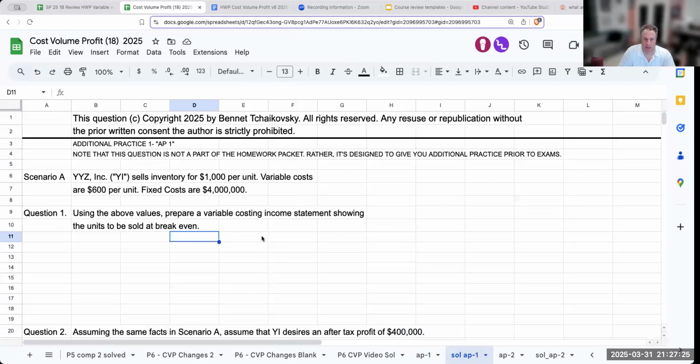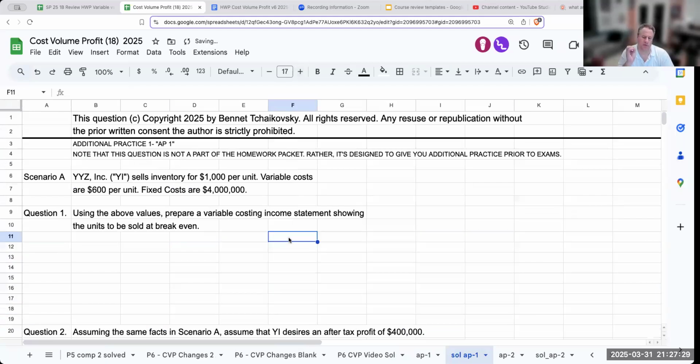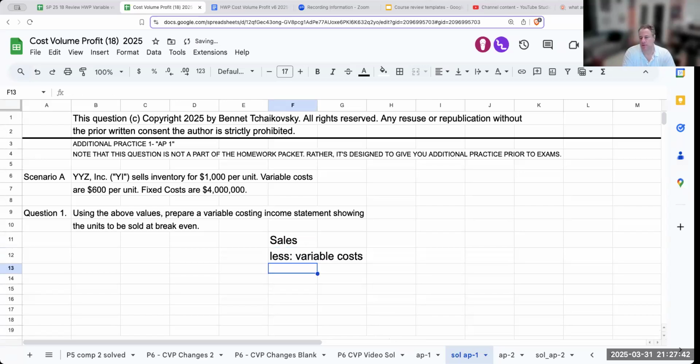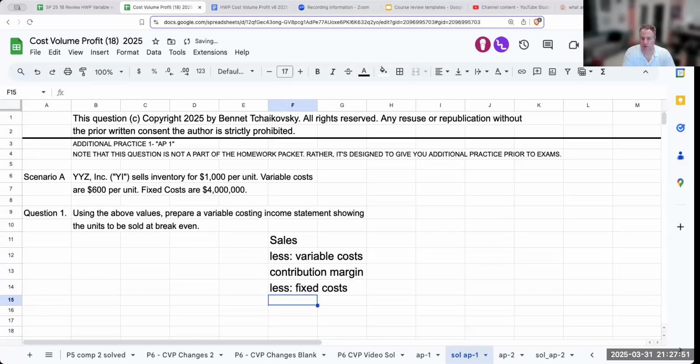And what exactly do we mean by that? Well, a variable costing income statement is basically saying, how much are we going to need to sell to cover our fixed costs? So over here, we're going to have our sales less our variable costs. This is going to give us our contribution margin. And then less our fixed costs. This is going to give us our net income.